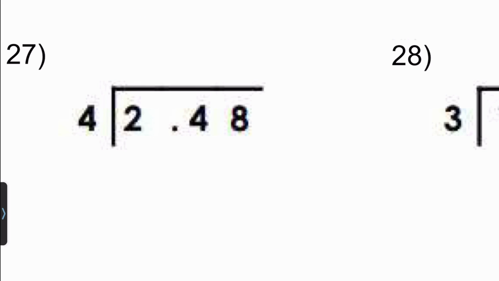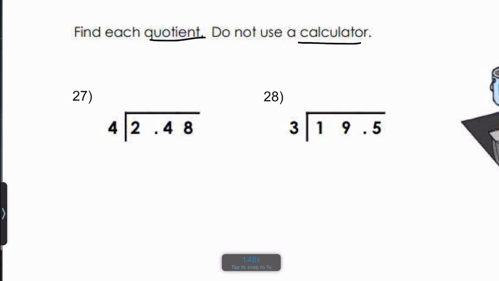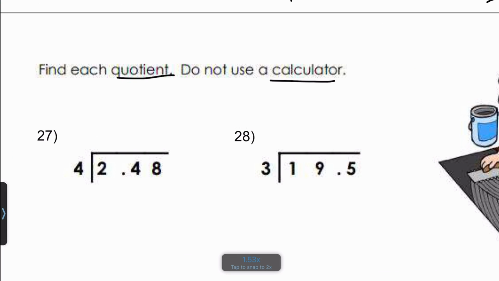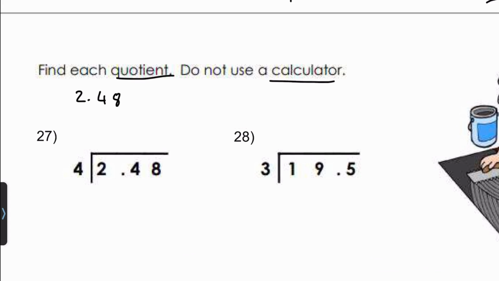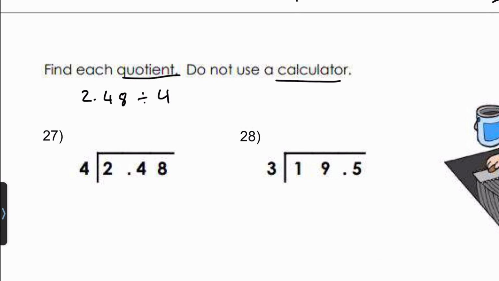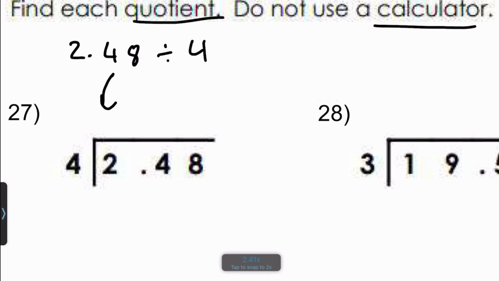So, when you're doing a bus stop, what this actually means is 2.48 divided by 4. That's what it converts to down here. Sorry, these are the same things. 2.48 divided by 4 is that. Okay. So what we want to do, how many times does 4 go into 2?